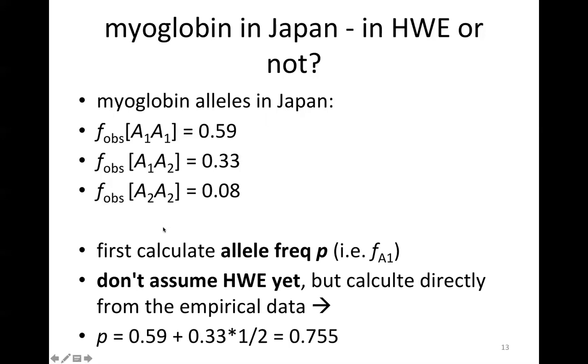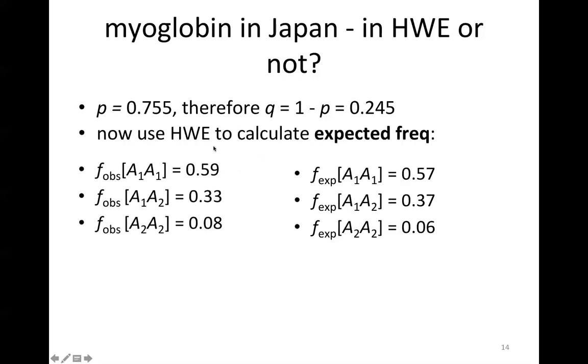And yeah, so it is important. Unless we're explicitly told the population is in Hardy-Weinberg equilibrium, we cannot just take the square root of a homozygote frequency to calculate the allele frequencies. We have to calculate them explicitly from the empirical data. And then, given the allele frequencies, what we can do is estimate the frequency of each of the 3 genotypes using the Hardy-Weinberg formula.